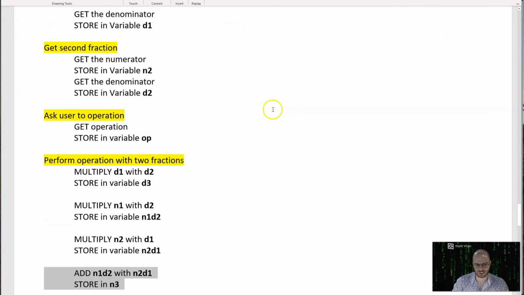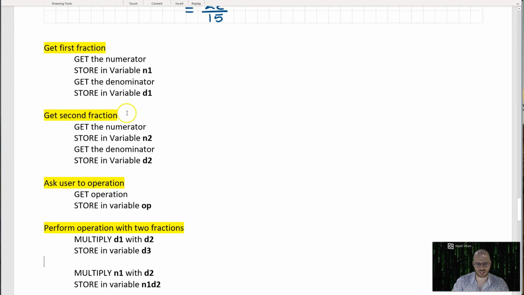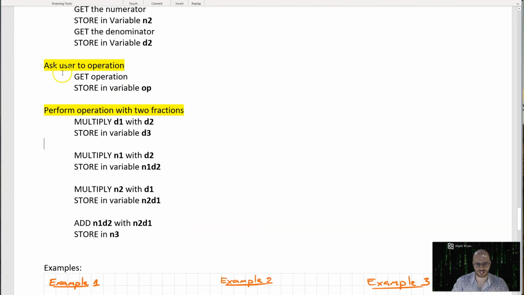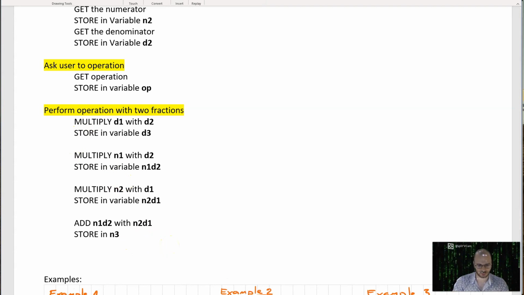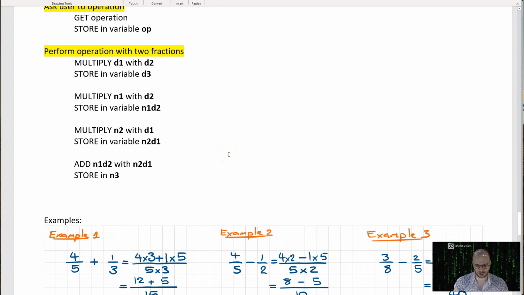operation here. Okay, so now that we've got the first fraction, got the second fraction, ask the user for the operation, and then we perform the operation. What we need to do is we need to print it to the screen. So output information to user.